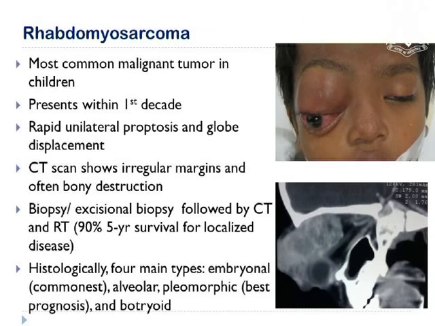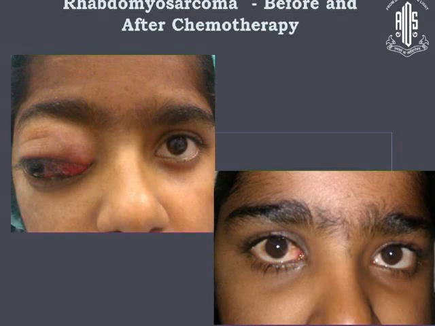Rhabdomyosarcoma is the most common malignant tumor, as you can see here, generally in the first decade, presents within a few months, a very fast growing tumor. Generally the bone is not involved in rhabdomyosarcoma, and our role is limited to the biopsy, but the rest of the treatment is done by chemotherapy and rarely radiotherapy. This is pre-chemotherapy, this is after the chemotherapy.